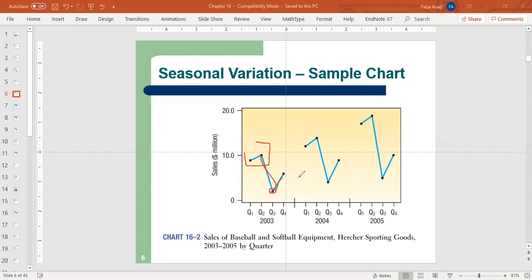But this is the seasonal variation. When we have a peak season, the production of the product will be increased, or the sales of the product are also increased. So this graph is basically showing 3-year quarterly sales of the baseball and softball equipment, and in every year it shows that in the first 2 quarters the sales are higher. So moving on to the next slide.